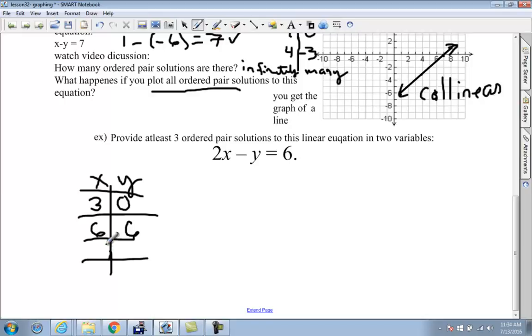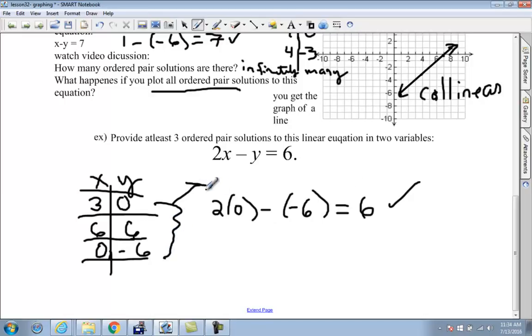And it's like, okay, well, what if x were 0? And 2 times 0 makes 0, but then y would have to be -6, right? And if you need to write it out, write it out. Is it true that 2 times 0 minus -6 makes 6? So in other words, if you need to check all of these ordered pairs to see if they satisfy the equation, you can plug and chug to see that they're true. All right.